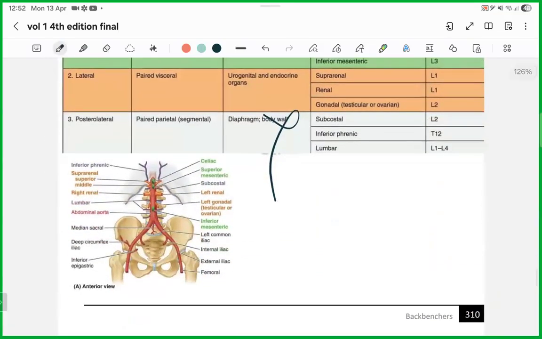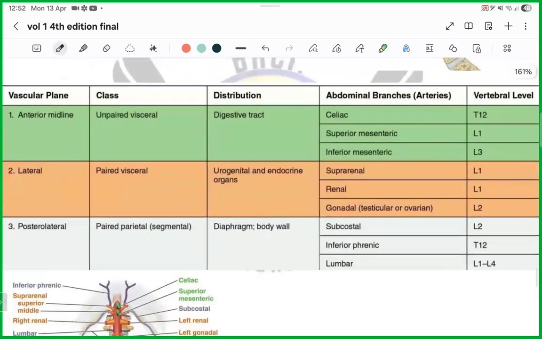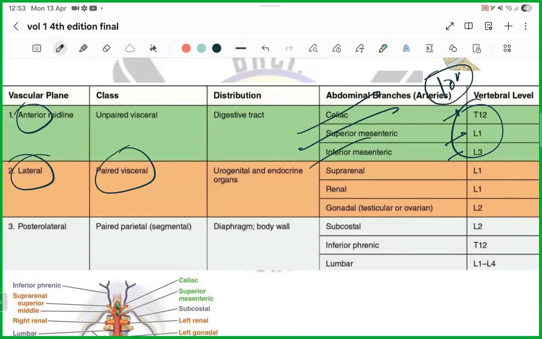Then abdominal aorta. See guys, here we have the branches. So anterior midline: celiac, superior mesenteric, inferior mesenteric. Vertebral levels are 100% important for all of it. Celiac T12, superior mesenteric L1, inferior mesenteric L3. Then lateral or paired visceral at L1.